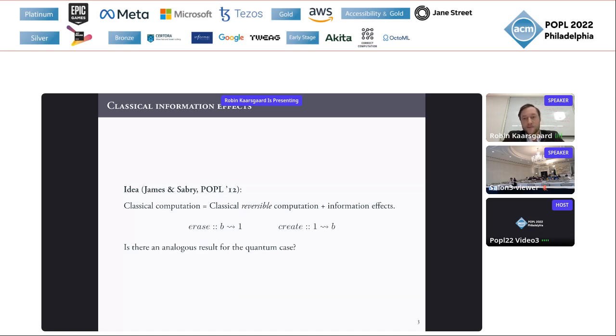So what's left of classical computation are these information effects, which are effects that explicitly alter the amount of information that's there. And they identify two of these. There's one which erases information and one which creates information. Now, the reason why we call these information effects is because they were able to show that this fit quite neatly in a framework for effects called arrows. So actually, we could see this as a very clever arrow construction on top of a reversible programming language.